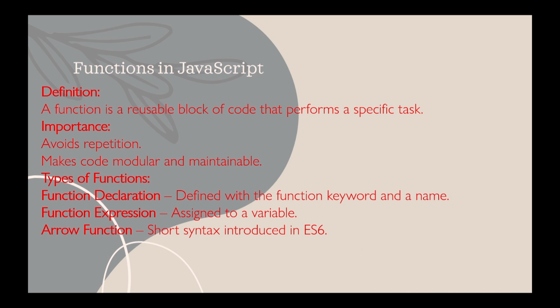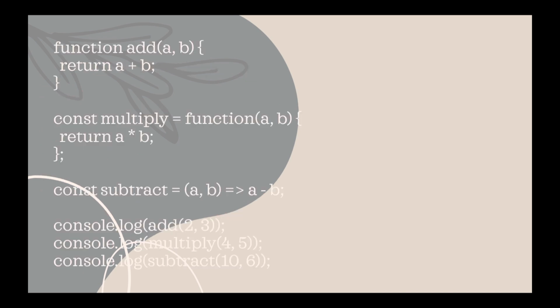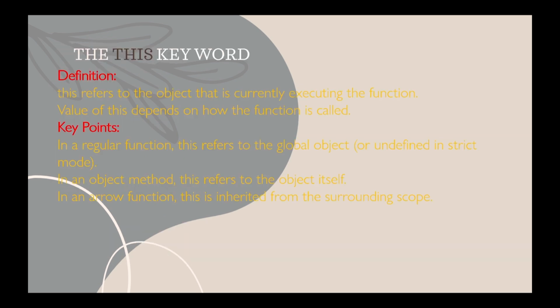The importance of the this keyword. Definition: this refers to the object that is currently executing the function. The value of this depends on how the function is called. Key points. In a regular function, this refers to the global object. In an object method, this refers to the object itself. In an arrow function, this is inherited from the surrounding scope.